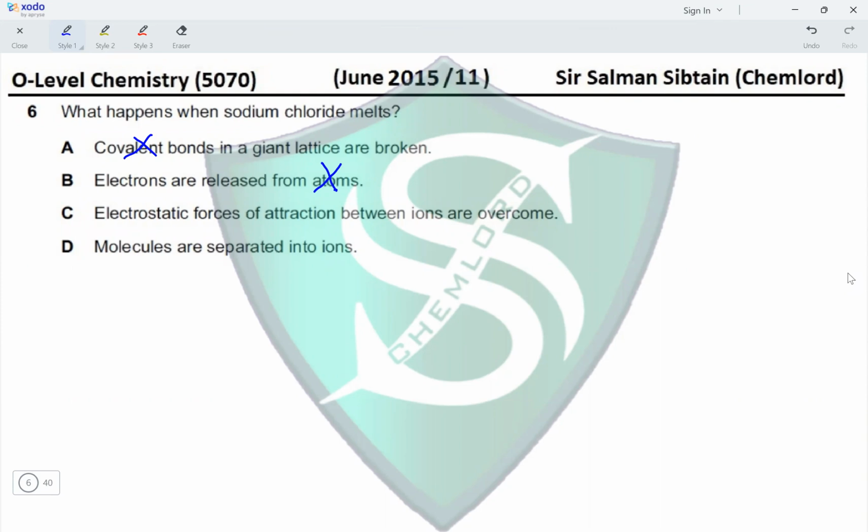Yes, because when sodium chloride melts, the ionic lattice is broken, which means the electrostatic attraction holding the ions together in a lattice arrangement are overcome. And these electrostatic forces of attraction are also known as the ionic bond. And molecules are separated into ions, molecules are not present at all. Therefore, the correct option for this question is option C.